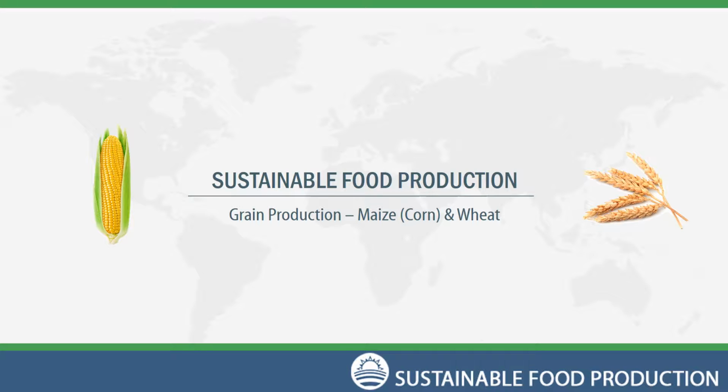Welcome to Module 2, which covers the grain production component of agriculture. This module is broken up into two parts. Part 1 will cover maize and wheat production, and Part 2 rice and soybean production. We start with the grain crops since the three major grain crops, maize or corn, rice, and wheat, make up approximately half of the world's agricultural base food supply.